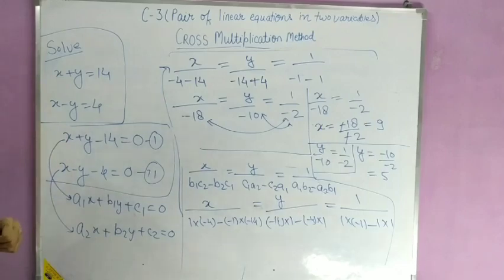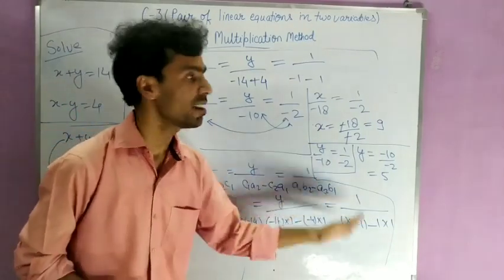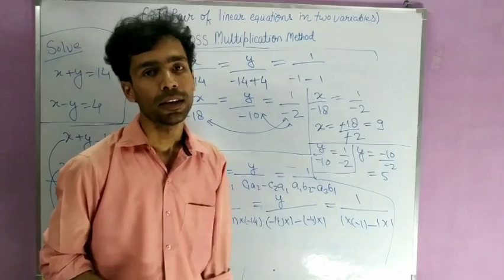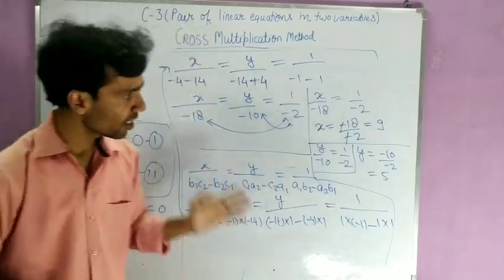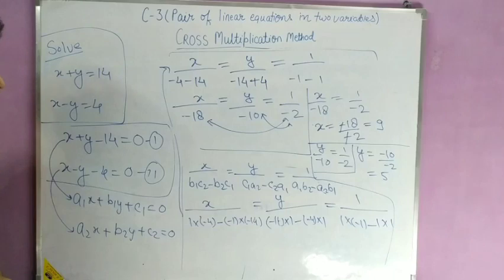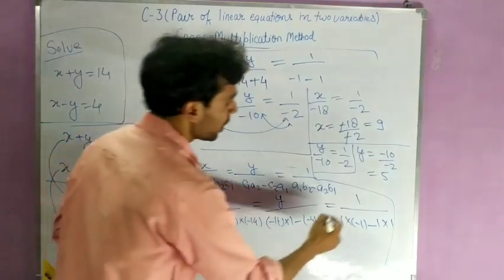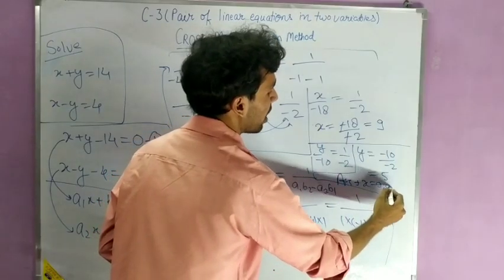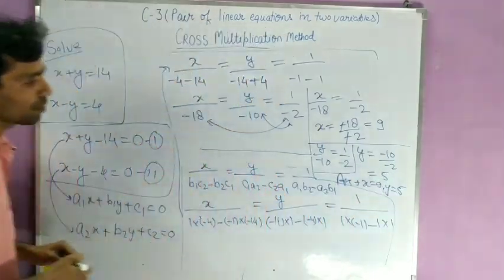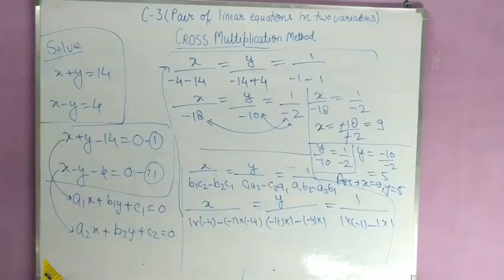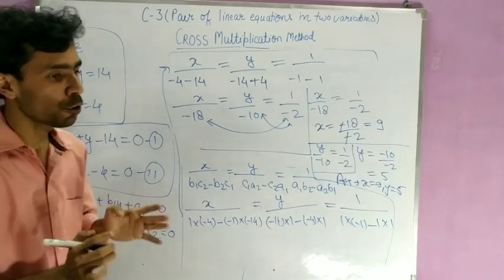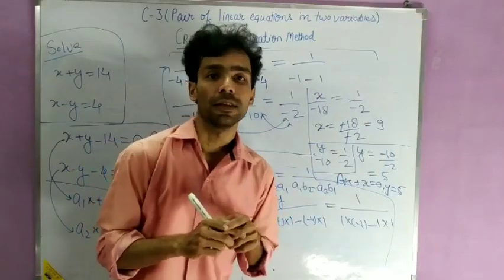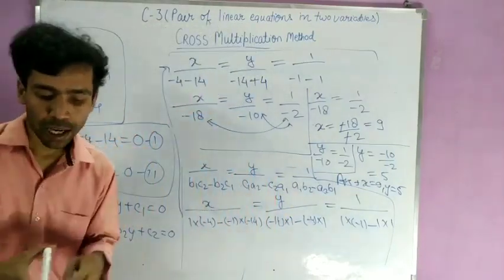This method is known as, see student, because space was less, that's why I have written like this. So don't bother, just note down. So the final answer will be x equal to 9 and y equal to 5. Don't worry, I will solve more questions so that you will understand more. But you have to memorize that formula, whatever I have written in the starting. Without that you can't solve.